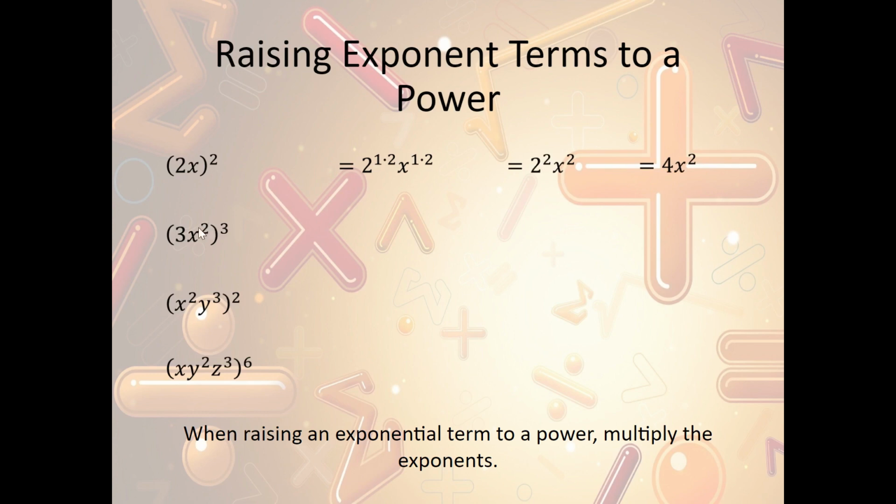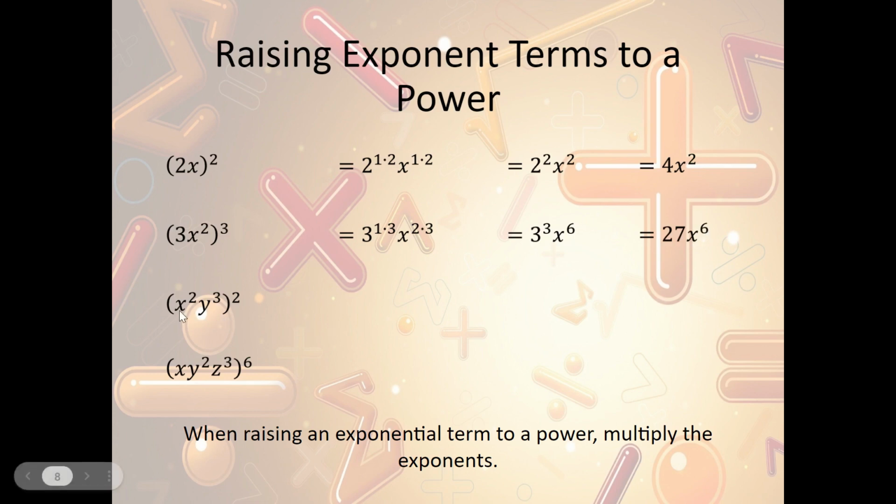Now let's look at this one. Again, same thing. This is 3 to the first and x to the second. So we're going to multiply each of those by the power out here, which is 3. So we get 3 to the first times 3 and x to the second times 3. Well, we know that 3 to the first times 3 is 3 cubed, and 2 times 3 is 6. So we get 3 cubed times x to the sixth, and 3 cubed is 27. So it's 27x to the sixth.